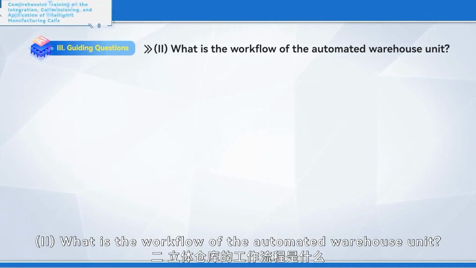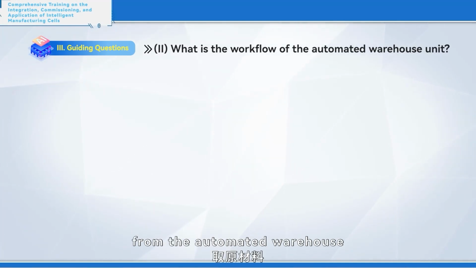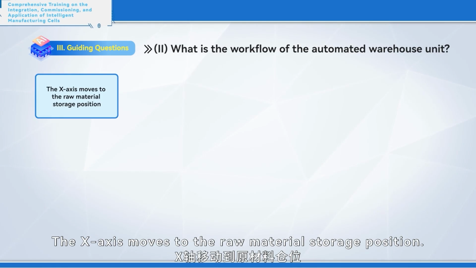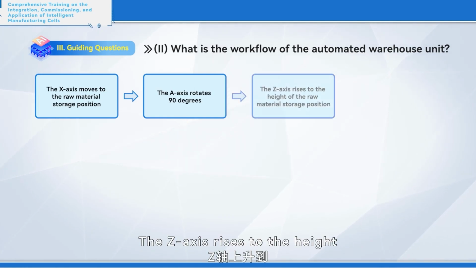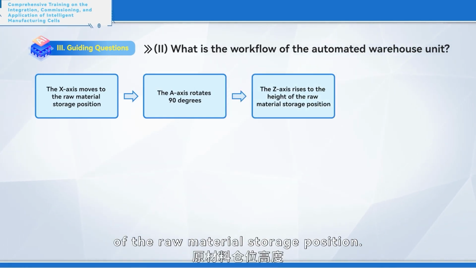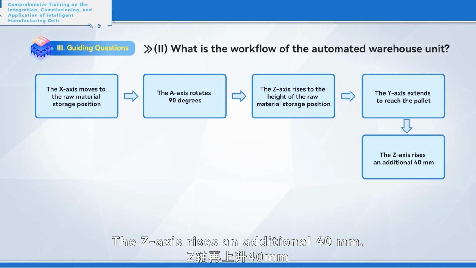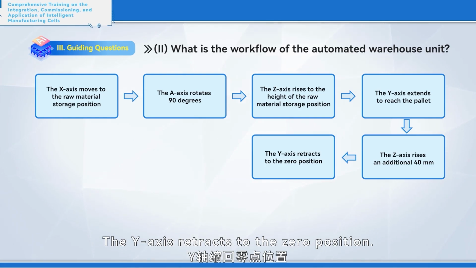2. What is the workflow of the automated warehouse unit? The process of retrieving raw materials from the automated warehouse and placing them onto the circular assembly line. The X-axis moves to the raw material storage position. The A-axis rotates 90 degrees. The Z-axis rises to the height of the raw material storage position. The Y-axis extends to reach the pallet. The Z-axis rises an additional 40 millimeters. The Y-axis retracts to the 0 position.